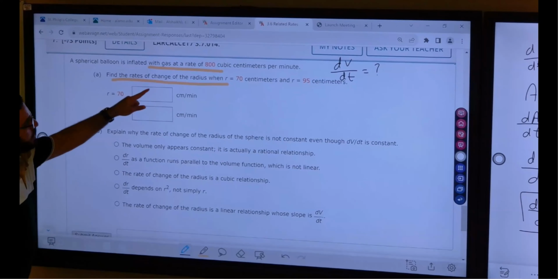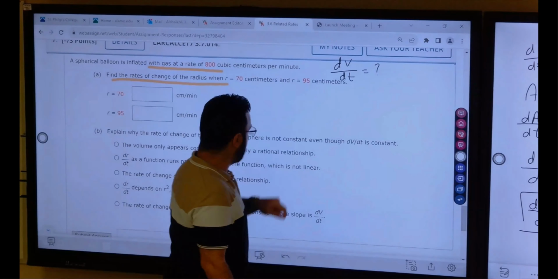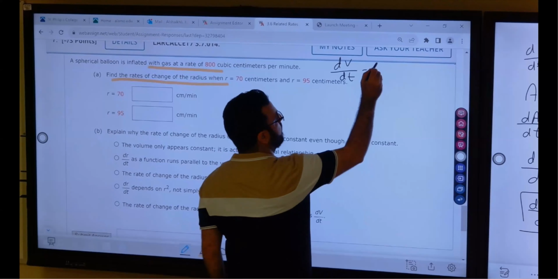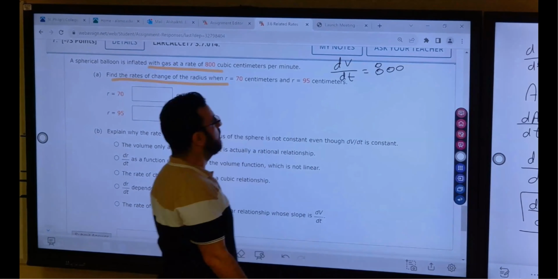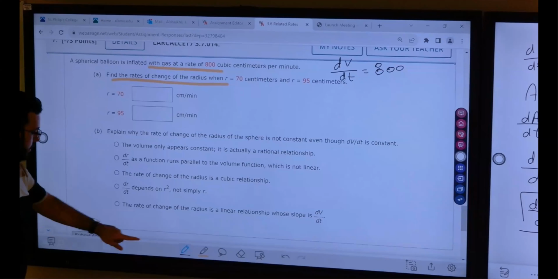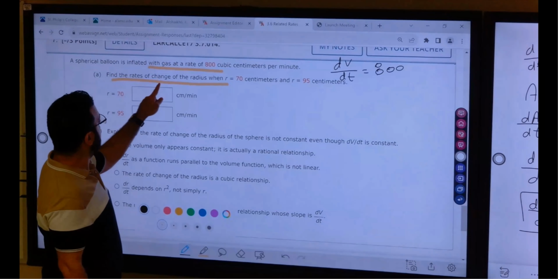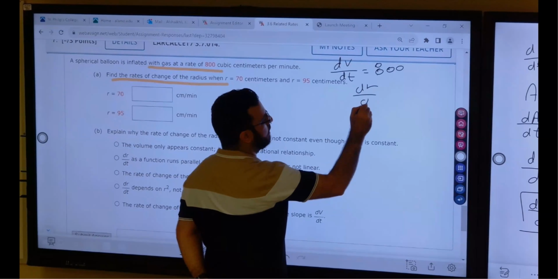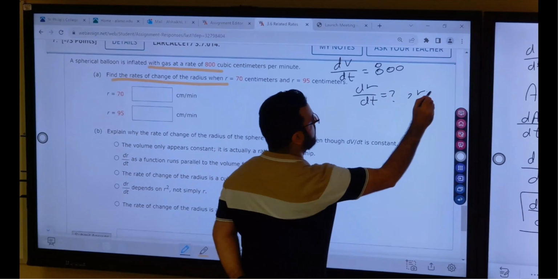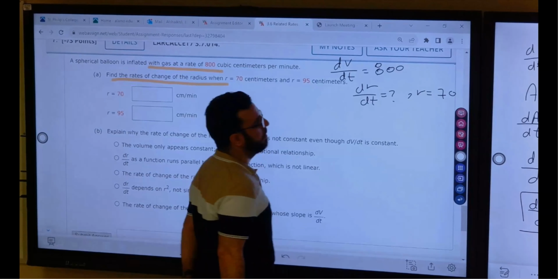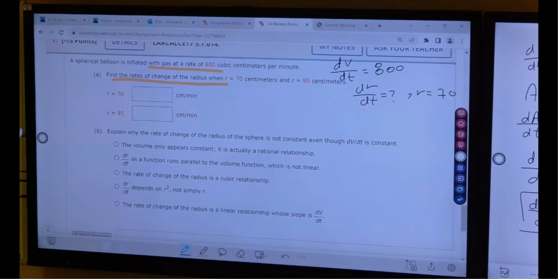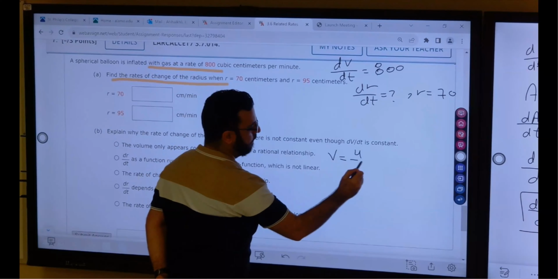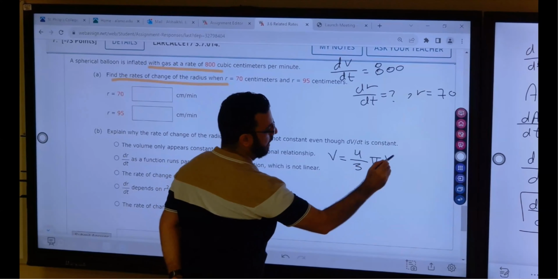Find the rate of change. We have the rate of change with respect to the t, which is 800. Not the area, the rate of change with the radius. So we need to find dr over dt, and we have the radius equal 70. We're gonna use the same steps. The volume equals 4/3 pi r cubed.